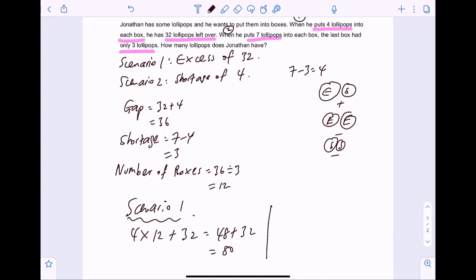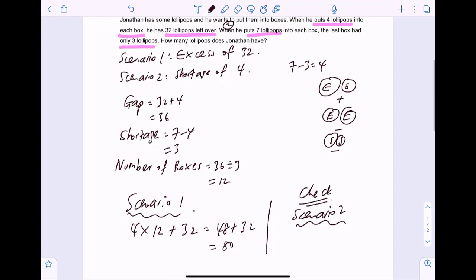Alright, so you can use scenario 2 to do a check. Okay, scenario 2, when you put 7 lollipops into each box, which means you have 7 times 12, there will be a shortage of 4, remember? So we have to take away 4, because you don't really have this 4. Okay, so this will be 84 minus 4, which also gives us a final answer of 80 lollipops.